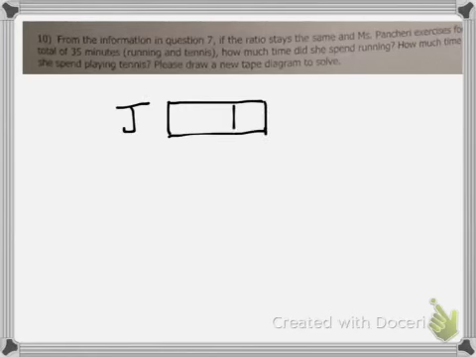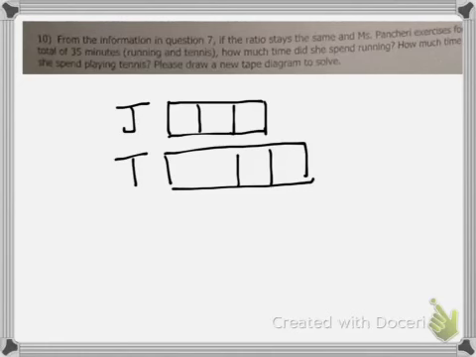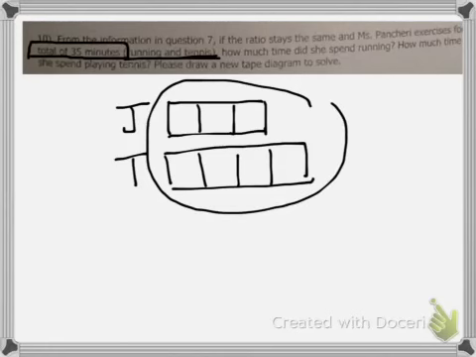And finally, the last question, still from the same information in question 7, that means we're taking our tape diagram, and we have 3 boxes for jogging, 4 boxes for tennis. And it says Miss Pancheri exercises for a total of 35 minutes. That's running and tennis. So total means I want to circle all of these boxes. This is 35 minutes total.